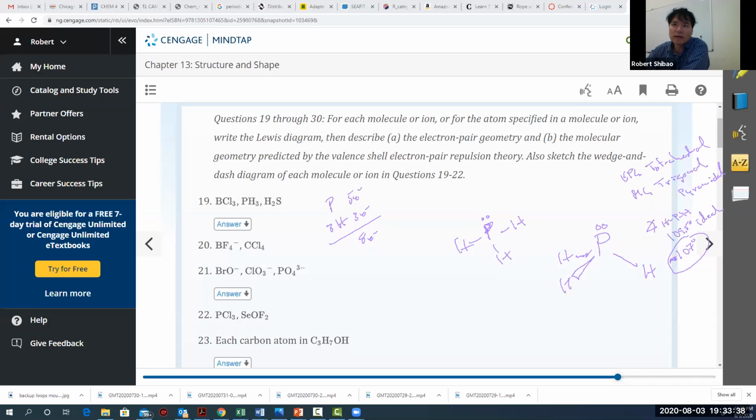Let's look at H2S next. Sulfur contributes 6 electrons. Then we have 2 hydrogens, which contribute 2 electrons, to make a total of 8 electrons. We'll put sulfur in the center and the hydrogens out here. That takes care of 2, 4, 6, 8. Again, this is 4 groups of electrons.